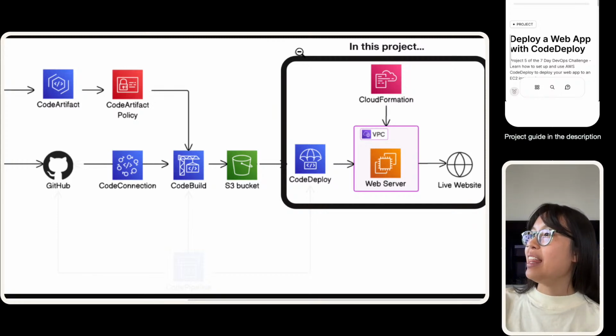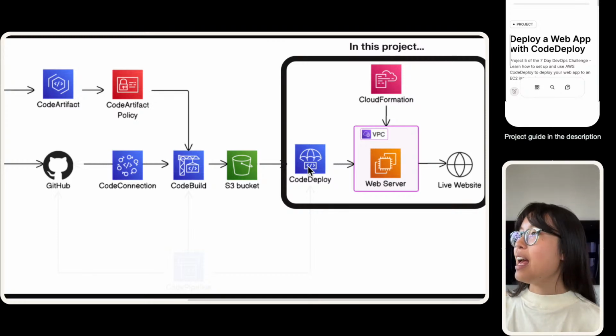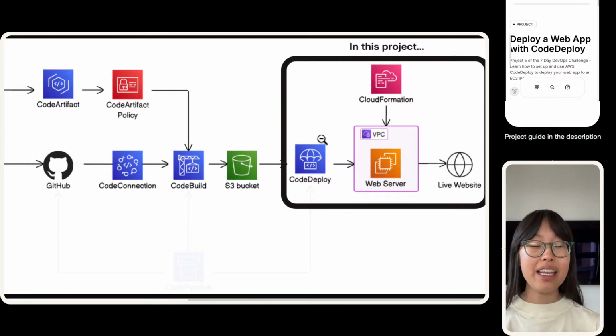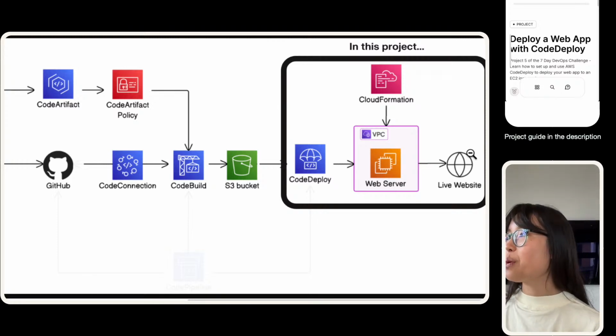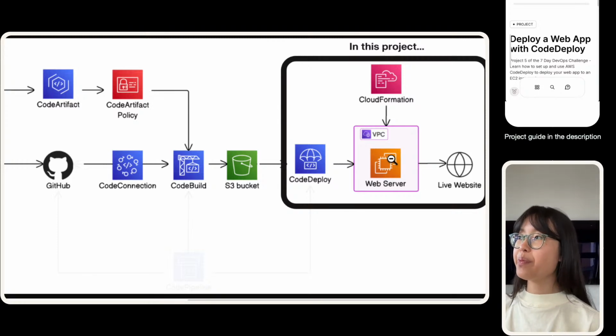Okay, so in this project, we're going to be setting up CodeDeploy, which is a service that helps you deploy your web app. And then, how are we going to deploy that web app? Where is that deployed web app going to live? It has to live in another EC2 instance. So we're going to be setting up an EC2 instance that is going to be deploying that web app.